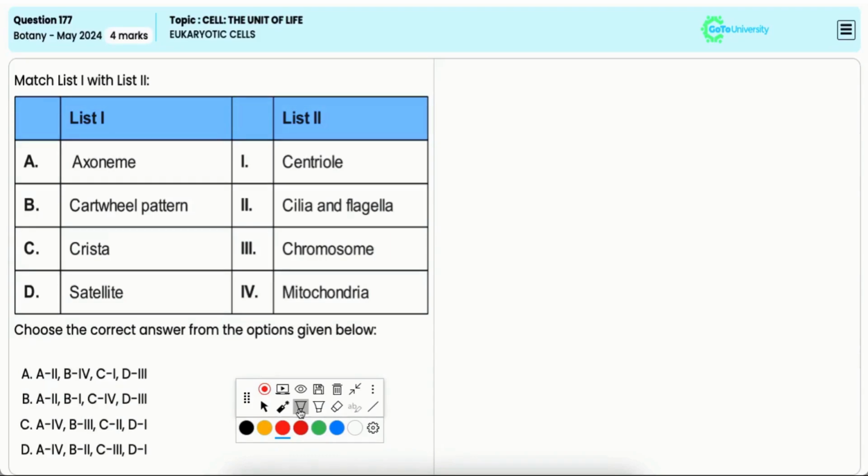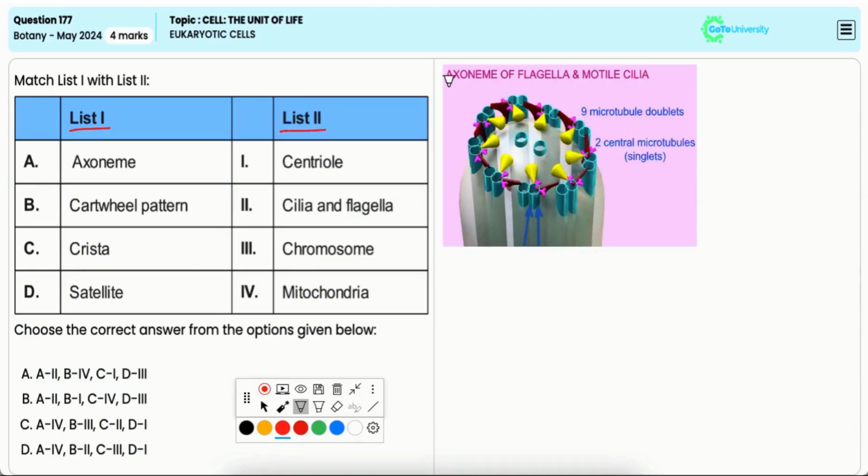In this question, you have to match the components in list 1 with those in list 2. Now, the axoneme is the structural framework that is found in cilia and flagella, and it is composed of a 9 plus 2 arrangement of microtubules, with the 9 doublet microtubules surrounding 2 central singlet microtubules. Thus, A matches with 2.